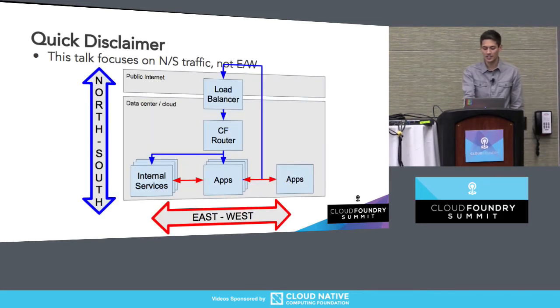All right, again, quick disclaimer. This talk focuses on north-south traffic, not as much as east-west. So what does this mean? This is a networking term that folks use, but it's essentially the traffic traversing from the public internet into a private data center or cloud. So here's the example, coming in through the load balancer, hitting a router, and then going to an internal service or application. If an app wanted to talk to another app, it would have to hairpin back out. Whereas east-west traffic is where apps or internal services would be able to talk directly to each other without needing to leave the data center or cloud.